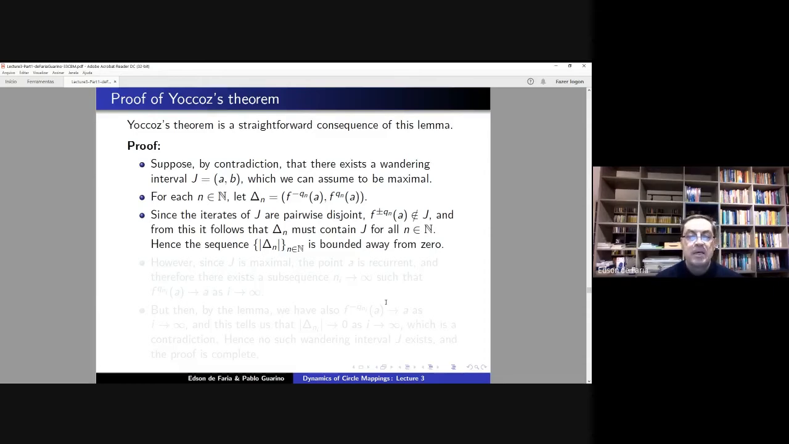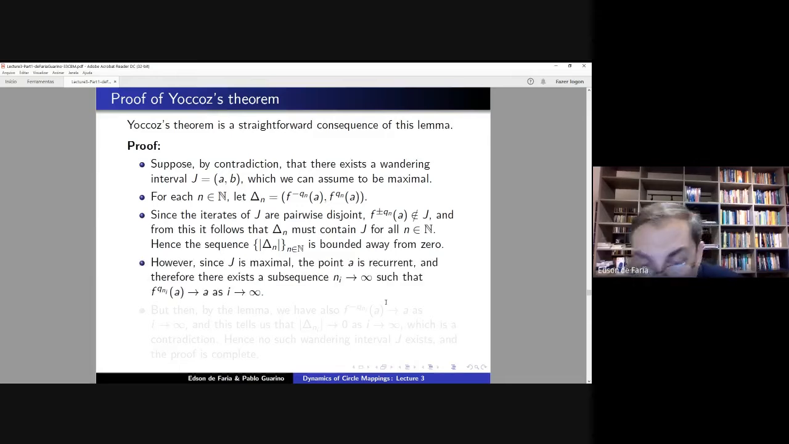Okay. However, this immediately implies that the lengths of these intervals delta sub n are bounded away from 0. They're always greater than or equal to the length of J, which is positive. However, because J is maximal, the point A is in the non-wandering set, so it's recurrent. So there is a sequence of return times for which F to the Q sub n sub i of A approaches A, okay, as i goes to infinity.